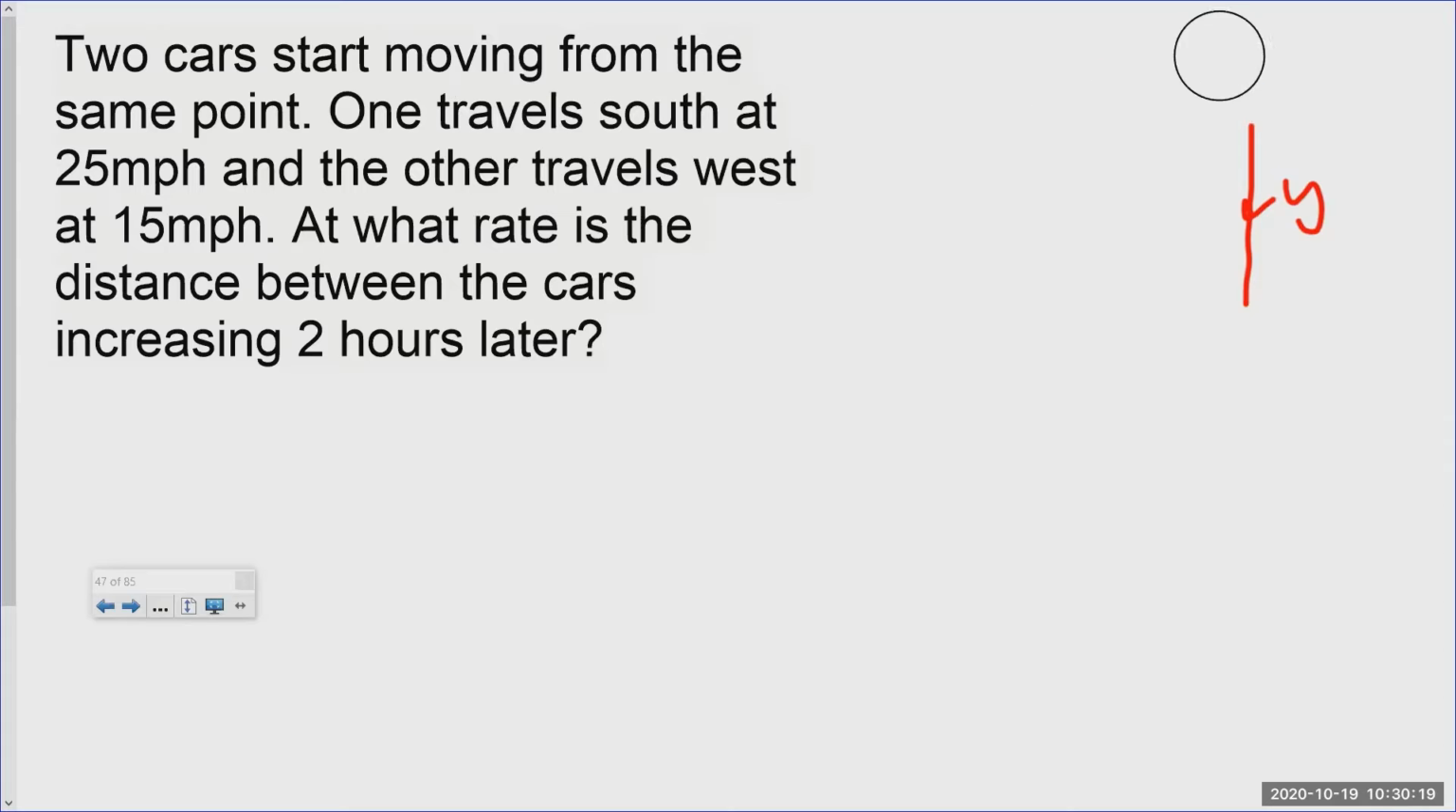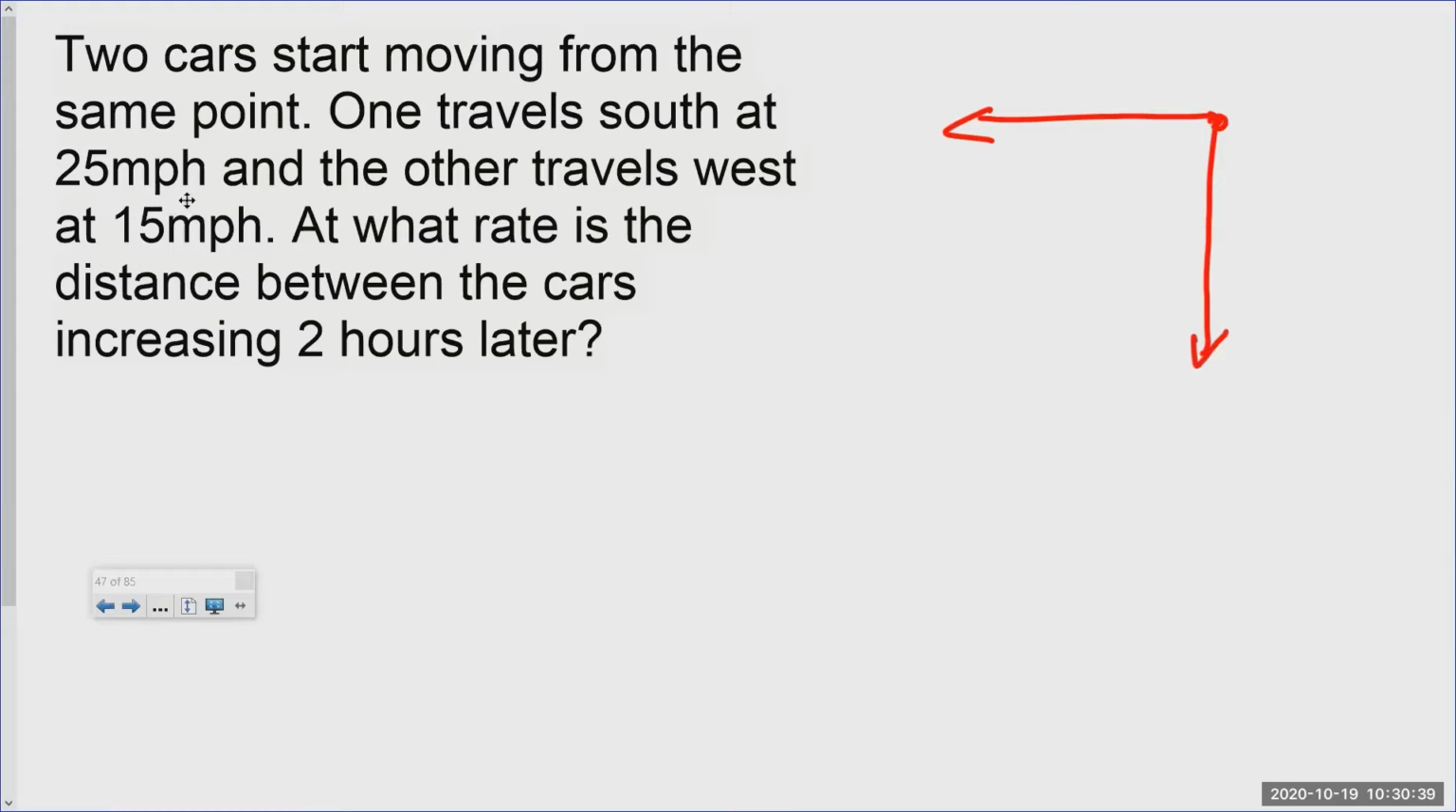Okay, you have two cars, okay? They're moving from the same point. One is going south and the other is going west. Okay, so we've got to draw this picture. One's going south, so that's south, and the other's going west. They start at the same point, so it's got to look like this, okay?